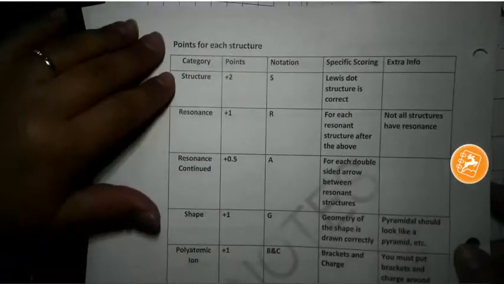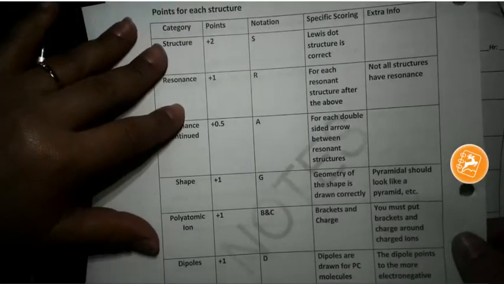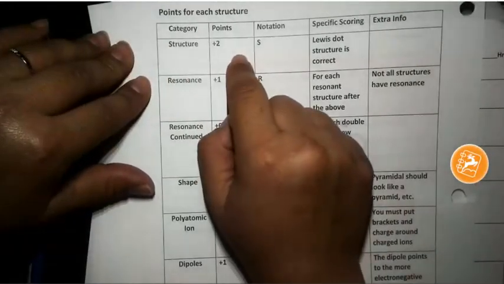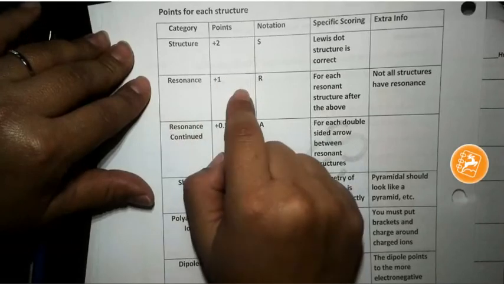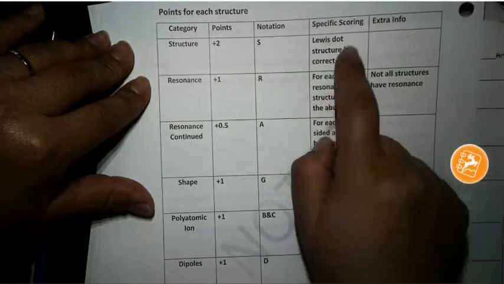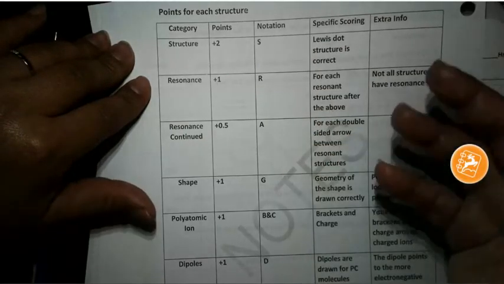So a page that I think is important for you to look at would be the page that has the information about how you're going to be graded. So make sure you look at this picture or this page. This is on page 4 of your notes. Structures are worth 2 points. If it has resonance, it's going to be worth 1 point for each resonant structure after the above structure that you were supposed to draw.